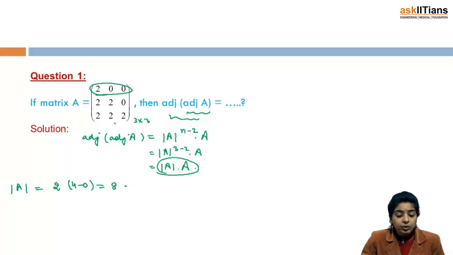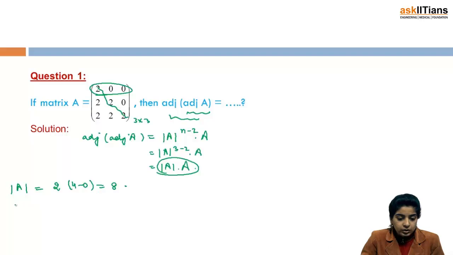In fact, in this question, I would like to tell you one more thing, that if you have a triangular matrix, in order to compute the determinant, what you can do is, you can just multiply the diagonal elements, right? So 2 into 2 into 2, that will give you the direct value of determinant. So we have got determinant of A as 8.